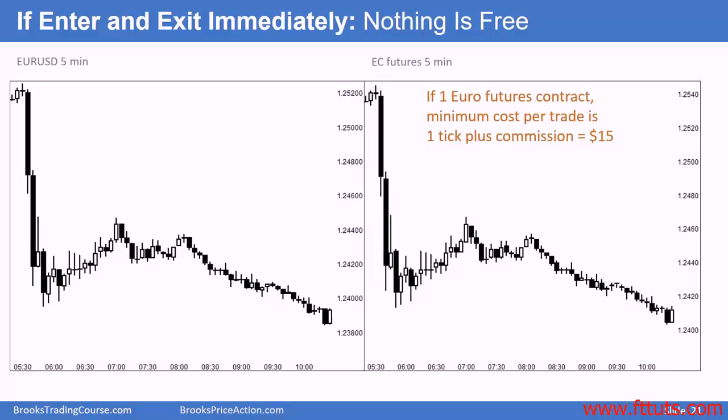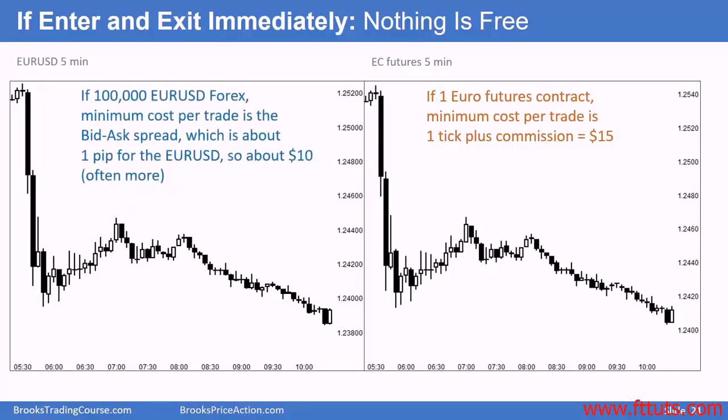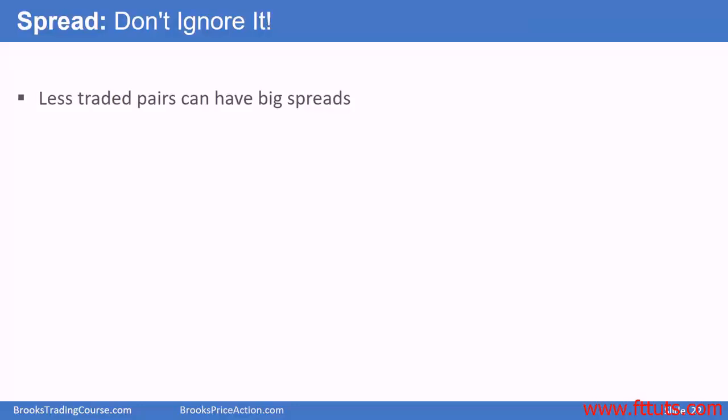Now, for one euro futures contract, the minimum cost per trade is the bid-ask spread, one tick, plus a commission, about $15. Now, the minimum cost, if you're trading 100,000 euro versus the dollar Forex units, is the bid-ask spread, which is about a pip or about $10. Sometimes it's more. So the cost is comparable. The spread, you cannot ignore it.